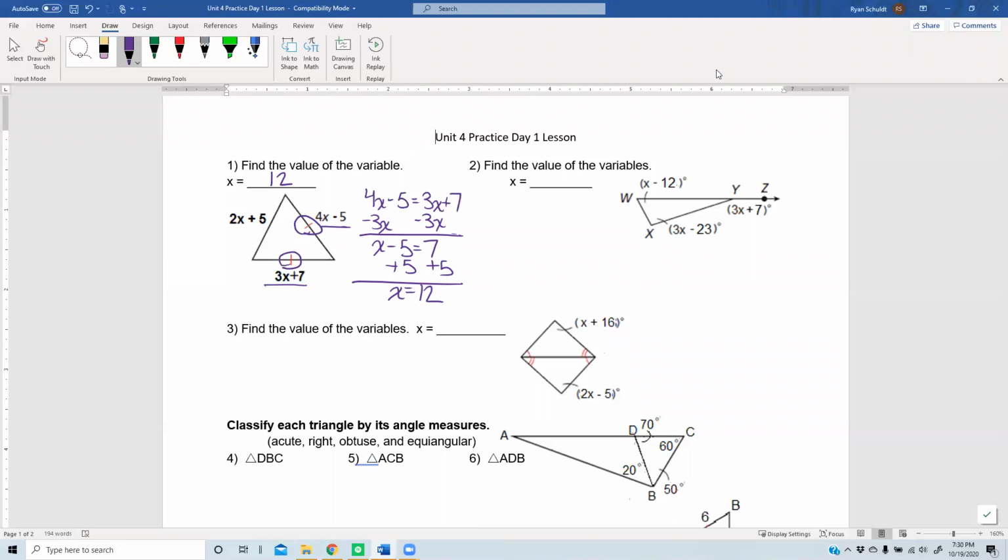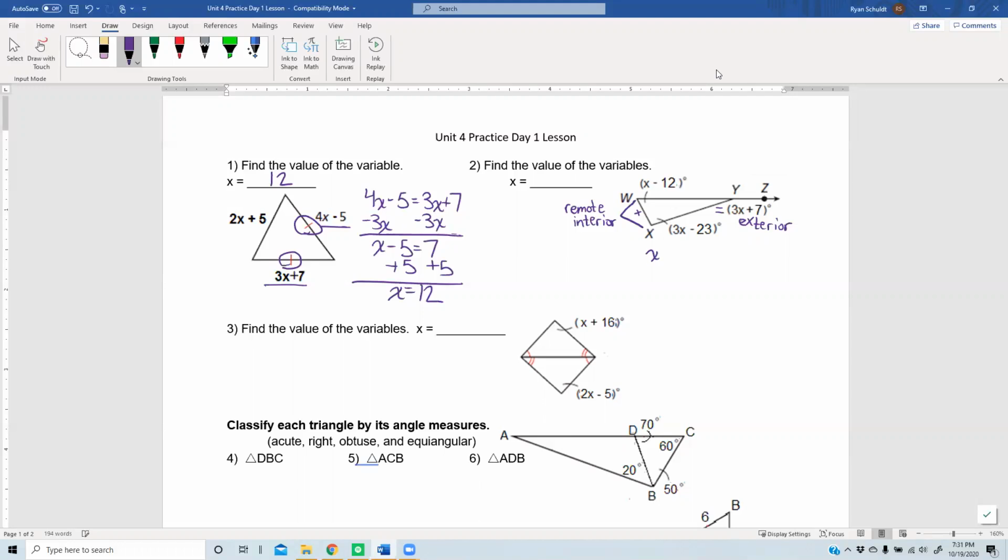Number 2, find the value of the variables. So again, finding the value of x. Now, w and x here, remember, those are called remote interior angles, because they're the ones that are the furthest away from this exterior angle. And we learned that if you add these 2 remote interior angles together, they will equal this exterior.